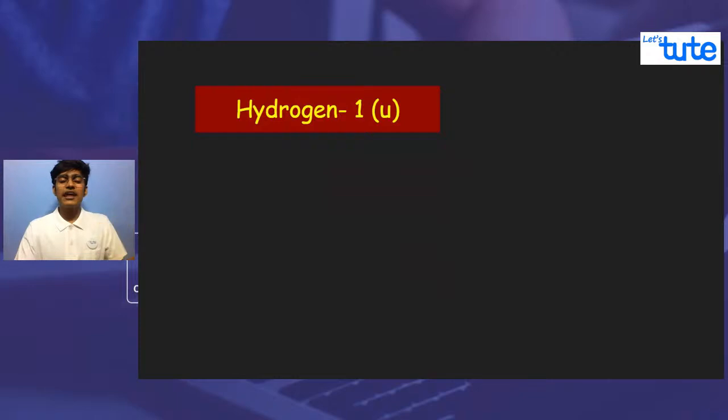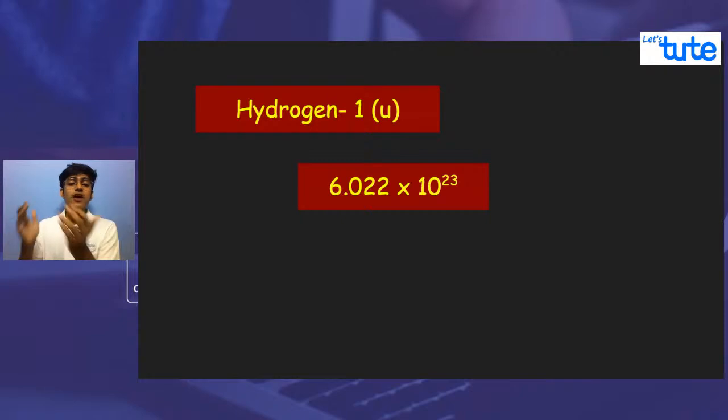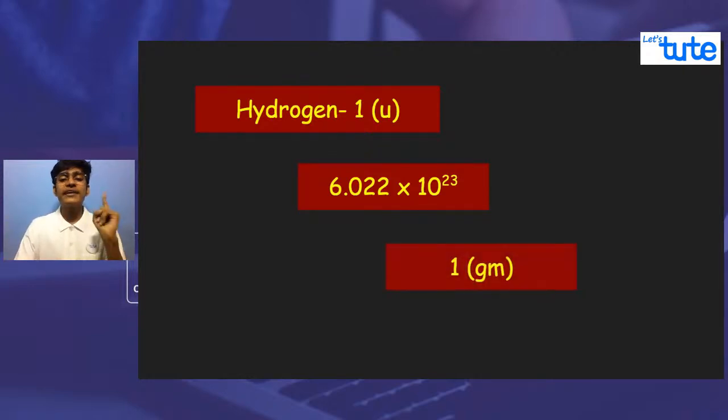Hydrogen, for example. If I have hydrogen and I know the atomic mass of that element, the atomic mass of hydrogen is 1. Now if I have 1 mole of hydrogen, what will be the weight of that particular mole of hydrogen? It will be nothing but 1 gram.